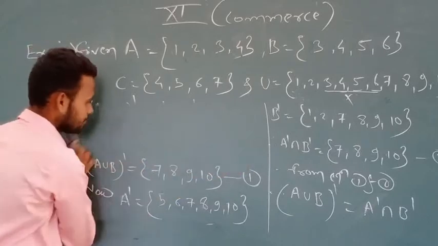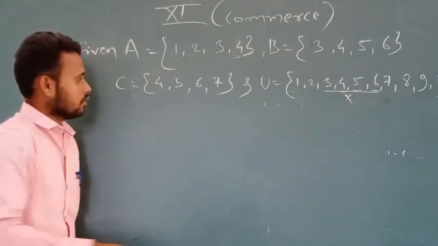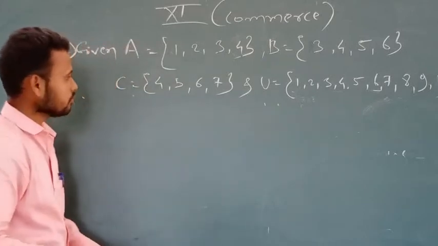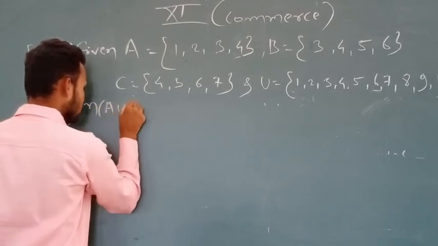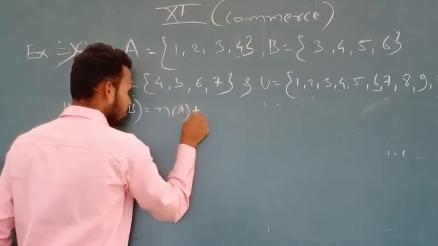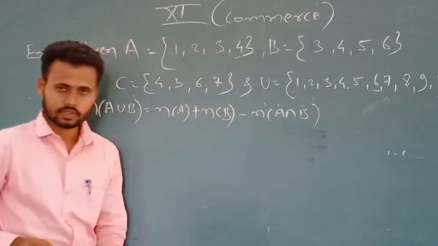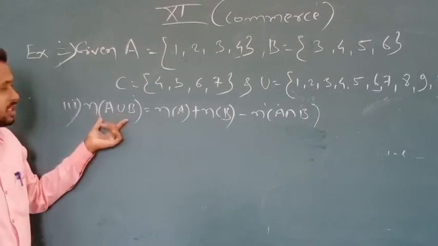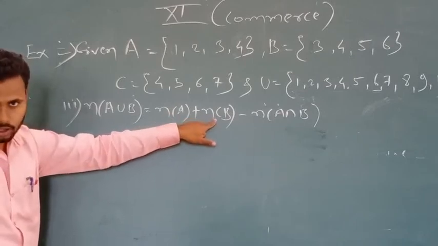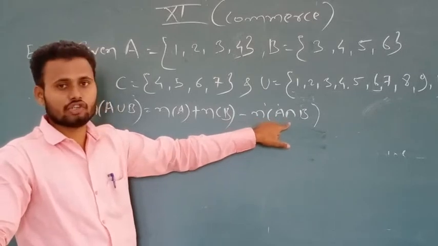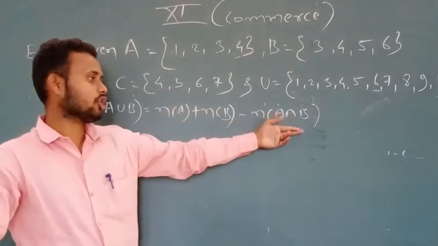Now the next, third property. The last property is the third one: N of (A union B) is equal to N of A plus N of B minus N of (A intersection B). This is the third property. N of (A union B) means the number of elements in the set A union B, which is equal to the number of elements of set A plus the number of elements of set B minus the number of elements of set A intersection B. Or we say it is the cardinality of set A union B, cardinality of set A, cardinality of set B, cardinality of set A intersection B.